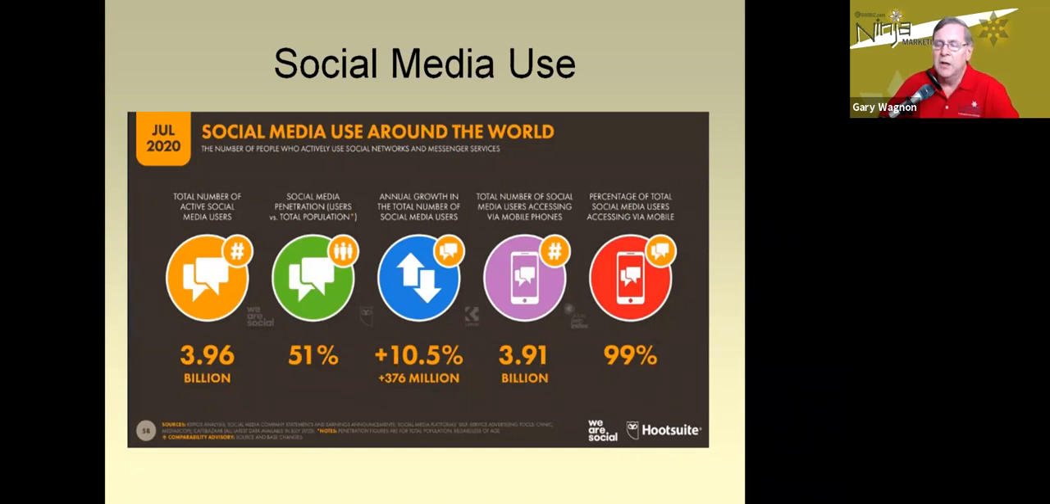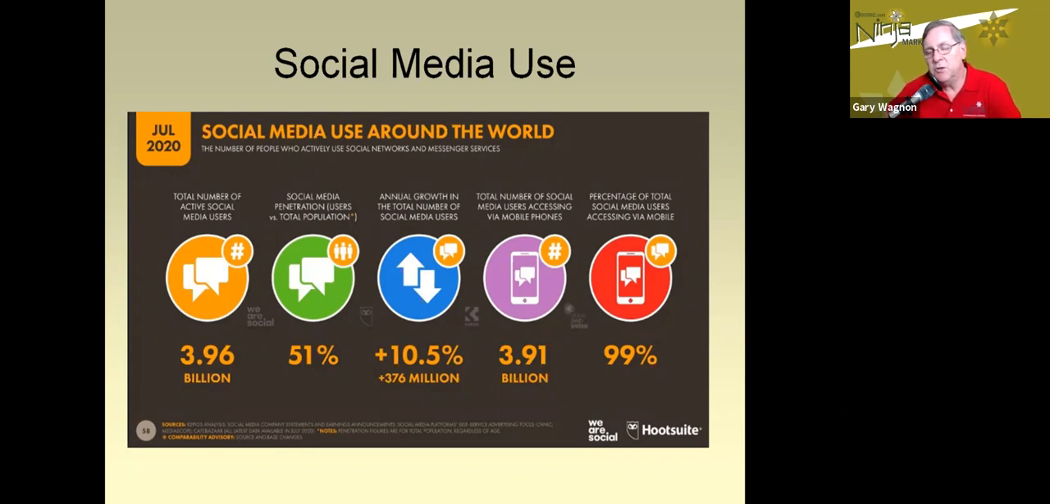Almost 4 billion active social media users globally. So 51% of the population are social media users, and that audience continues to grow. The annual growth in the total number of social media users was up 10%, so 376 million added in the past 12 months. And not surprisingly, 3.91 billion of the 3.96 billion access their social media from their phones. So 99% of all social media users are using their mobile devices.